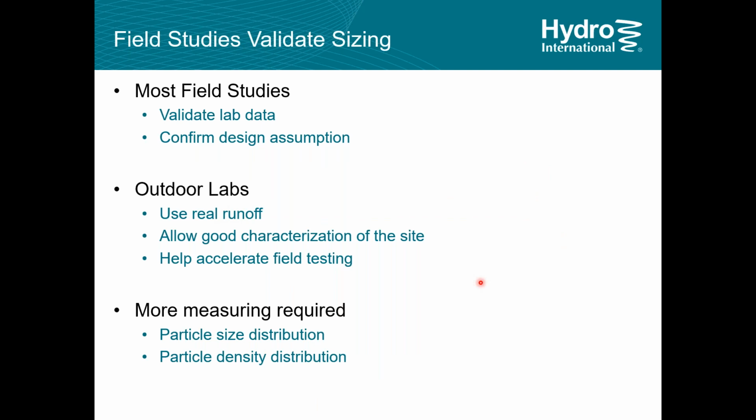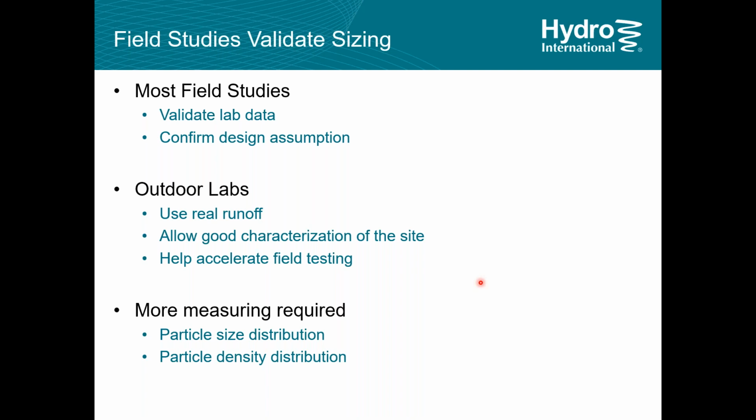Field studies really are a validation of sizing, because you need your lab data to initially size the equipment and get some sort of assumption of how big it should be for that site. One of the developments we've seen recently is outdoor labs. Because of all the variability of sites and the difficulty in getting one site to work and another vendor coming along and using a different site, outdoor labs are becoming more common. Using real runoff, they allow good characterization of the site, and they help accelerate the field testing.